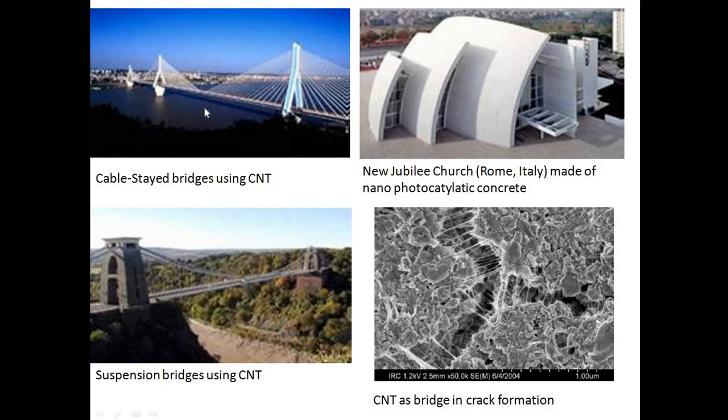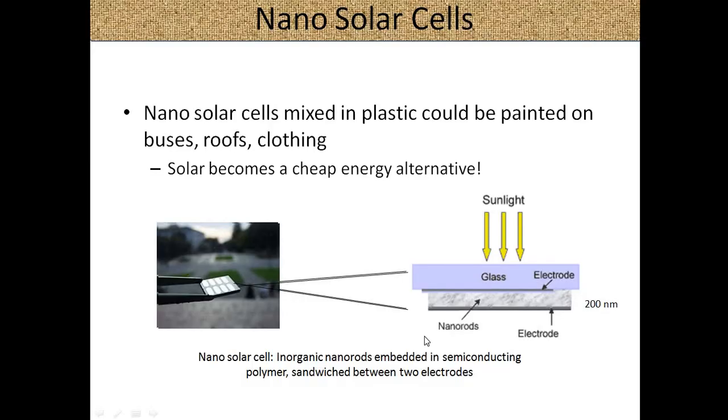You can see here, this is a cable bridge built by using CNT. You can see this New Silver Jubilee Church built in Rome, Italy, in which the photocatalytic concrete is made up of carbon nanotube. This is a suspension bridge using CNT. This is a CNT bridge with crack formation. Generally, whatever cracks are there can be filled with carbon nanotube.